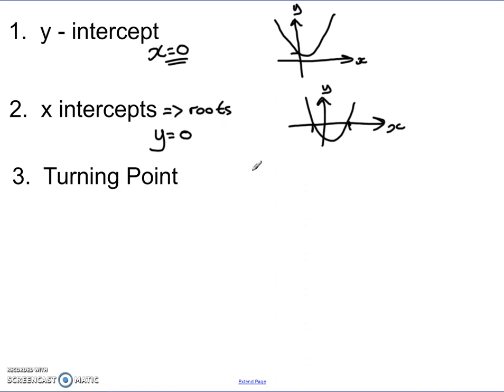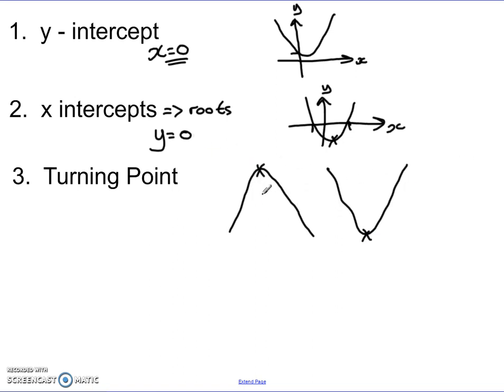Once we've got the roots, we can then get the third key bit of information, and that's the turning point. So that's this point here, where the graph turns back on itself. Now, you'll get one of two types for this. Every quadratic will have one of two types. They'll either have a maximum turning point, so a highest point on the graph where it turns and comes back down on itself, or a minimum turning point, where it looks like that, it's got a lowest point, and it turns back up onto itself.